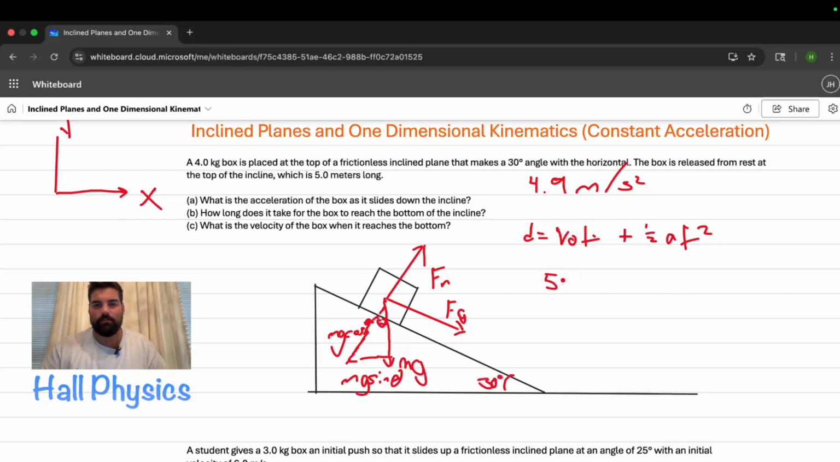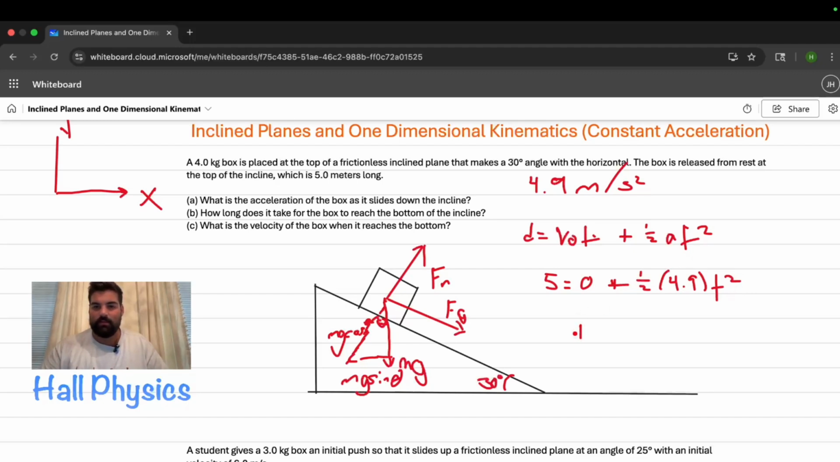5, because remember from our question it says the ramp is 5 meters long, equals 0 because our box starts from rest, plus 1/2 times 4.9, because remember that's what we got from our answer in A, our acceleration, times t squared. Okay, so all I have to do is solve for t squared.